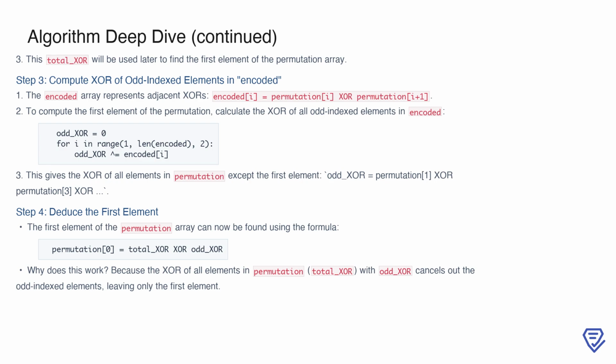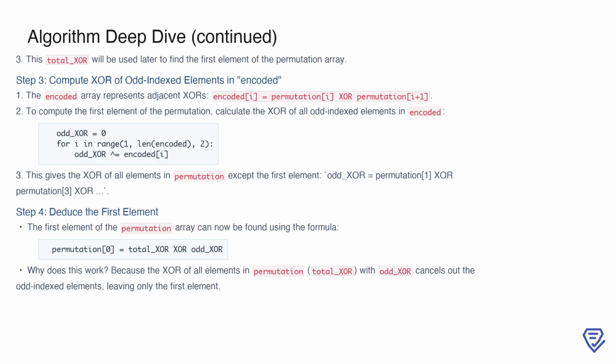This calculation is straightforward. Initialize a variable odd_XOR to 0, and for every odd index in the encoded array, XOR the value at that index with odd_XOR. The result of this operation is the XOR of permutation[1], permutation[3], and so on. With odd_XOR calculated, we can now use it alongside total_XOR to determine the first element of the permutation array. The formula is simple.